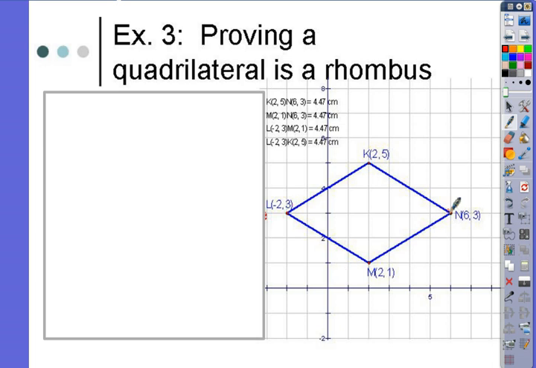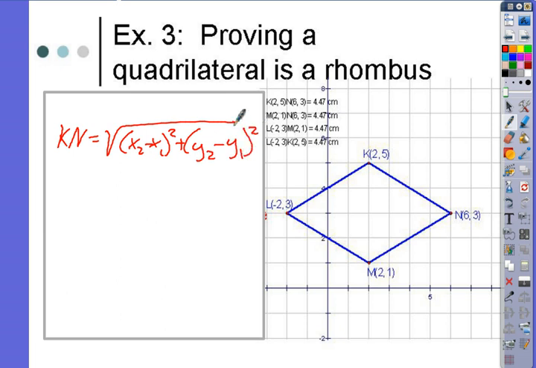So if I want to calculate the distance from K to N, let's say, well, that's just the square root of x2 minus x1 squared plus y2 minus y1 squared, right? Distance formula. So what's that give me? Let's see, x2 would be 6 minus 2, right? The difference in the x coordinates, squared, plus 3 minus 5.